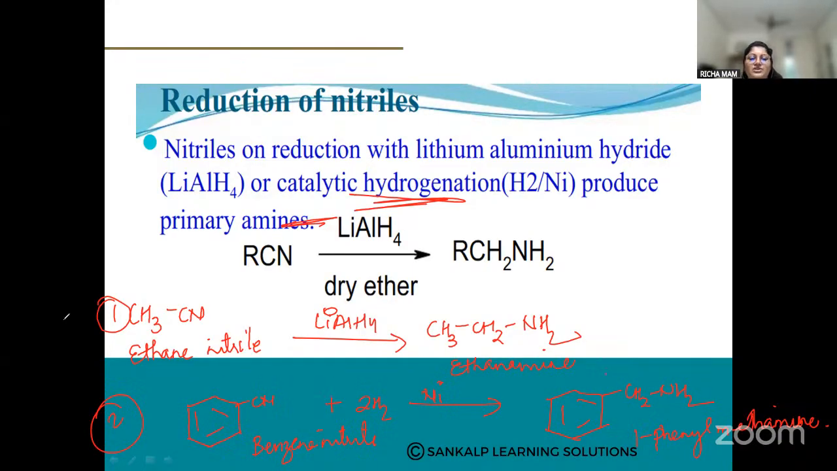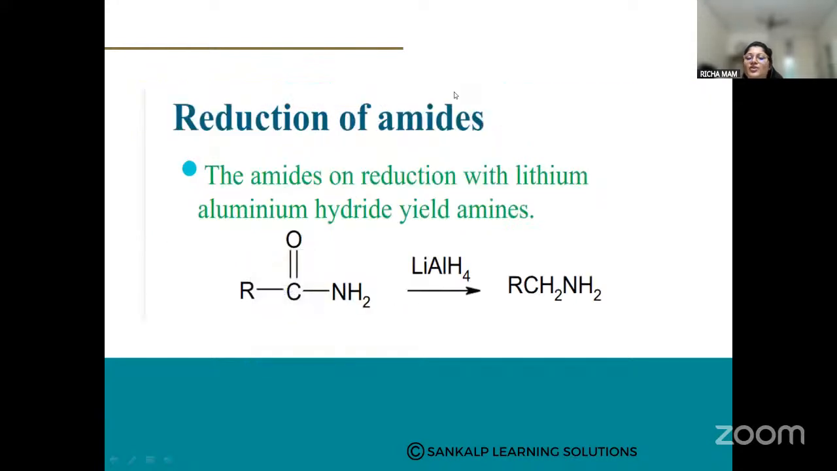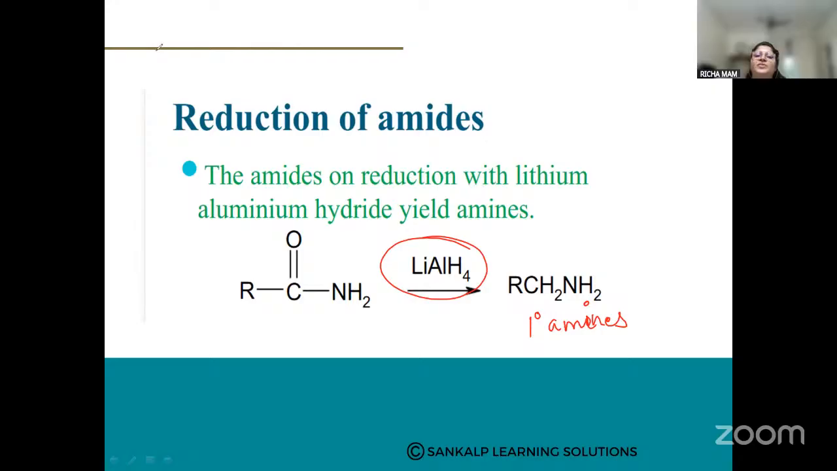Okay. Next, we are going to see reduction of amides. So these are the acid amides. We are going to do reduction of these acid amides with lithium aluminum hydride, and I'm going to get a primary amine. So with lithium aluminum hydride we are doing reduction of the amide. When this acid amide is heated with lithium aluminum hydride, it gives you a primary amine.